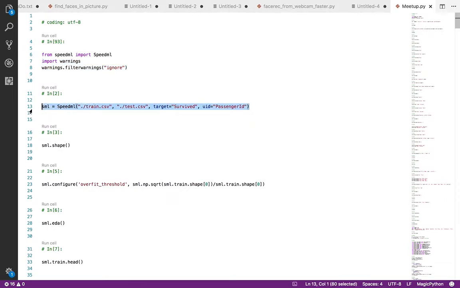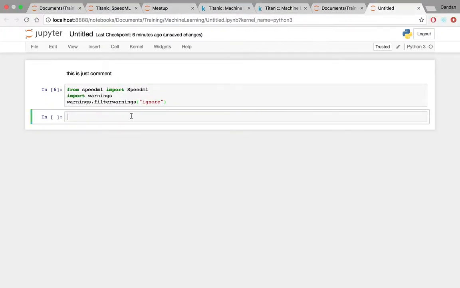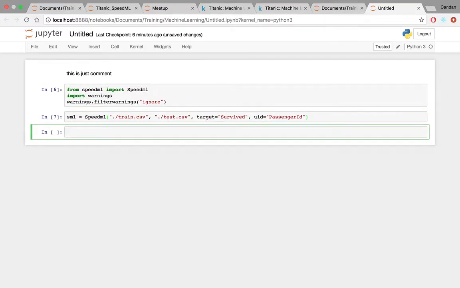So what we need to do is import this training data and also test data. SpeedML has a good function. It's the name of the library. It imports training data, test data, and also what your target is and what the unique identifier is. When you say that, it imports the data for you, classifying that this is the training data, this is the test data, and my target is to predict survived. And this is the unique identifier that helps me to index the data. Okay.